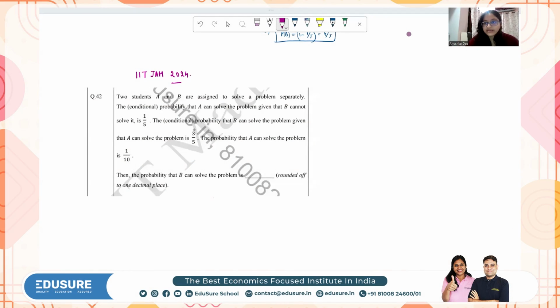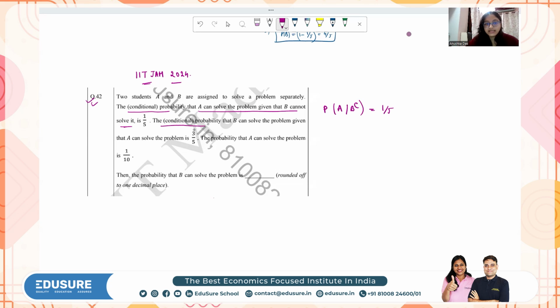Okay, let's solve this question. This is from IIT JAM 2024, question number 42. It says, two students A and B are assigned to solve a problem separately. The conditional probability that A can solve the problem given that B cannot solve it is given to you as 1/5. So A given B complement is 1/5.